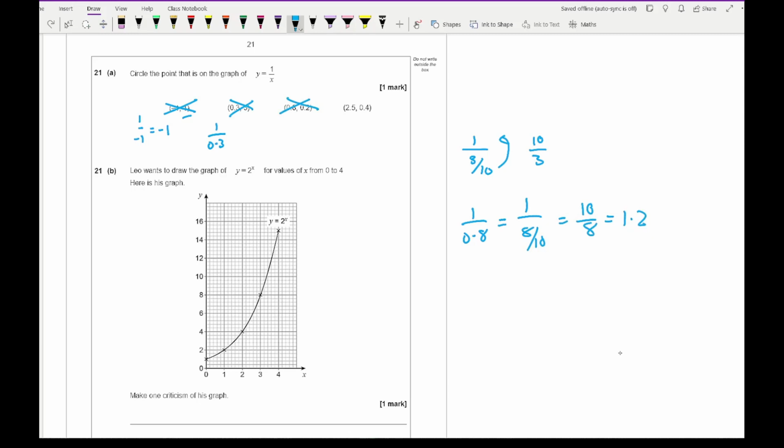So let's look at the last one. So we've got 1 over 2.5, which is 1 over 5 over 2, which is 2 over 5, which is 0.4, so it is the fourth option.